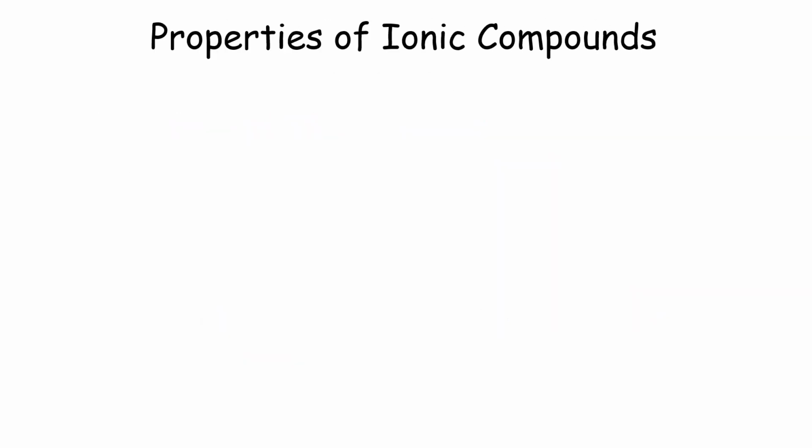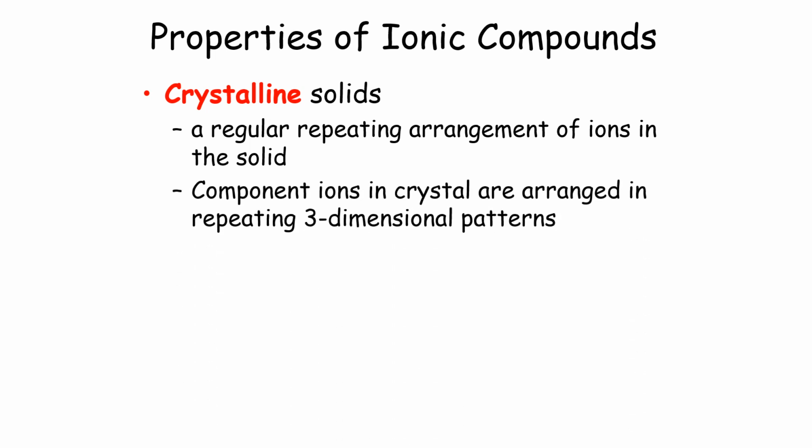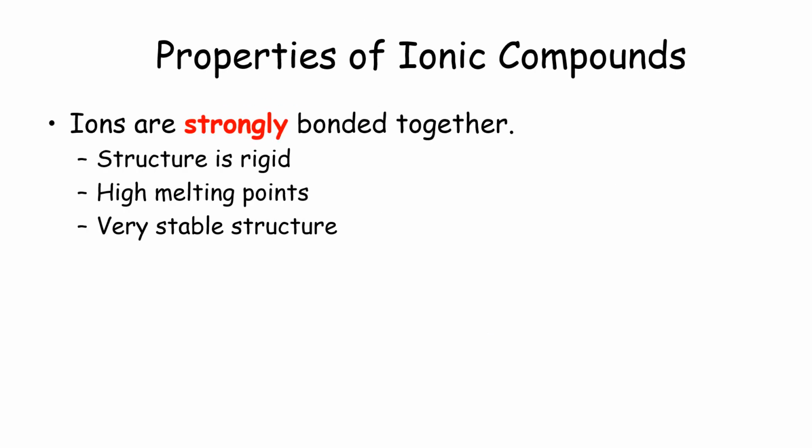Finally, let's talk about some of the properties of ionic compounds. First of all, a very important thing to know is that they form crystalline solids, which means they are arranged in regular patterns and make these three-dimensional structures, for example, these that you see right here. They are very strongly bonded, so the ions are together in very strong bonds. And a very important thing to remember is that they have high melting points. Ionic compounds have high melting points. That's a very important thing to remember.